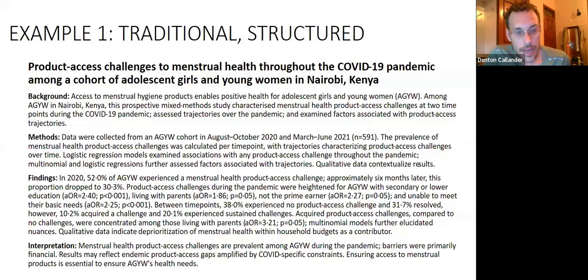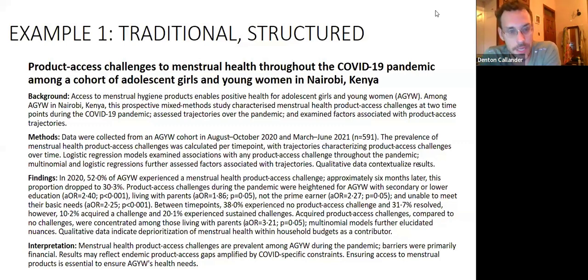Yeah, so I generally like this description of the results. They've given us some kind of clear headlines here, and I have some sense of the scope of the problem and some associated factors. They go on to provide some more information that relates to the quantitative component of their study. And then you'll notice, again, maybe I'm just being picky here, but the last line of this abstract just kind of gives us a throwaway bit of information. Qualitative data indicate deprioritization of menstrual health within household budgets as a contributor.